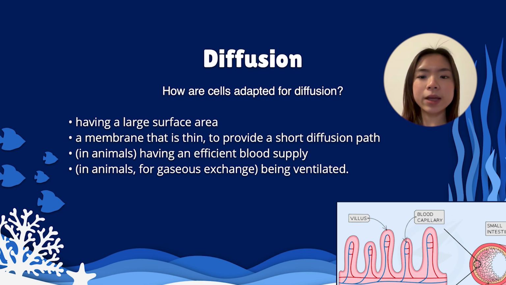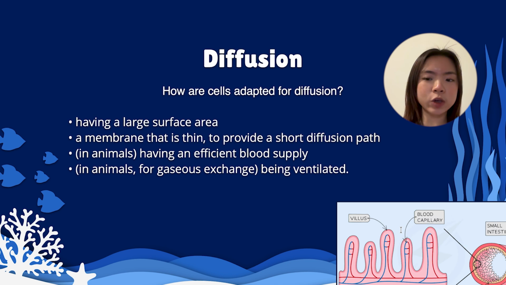And another way that diffusion could be increased is by having a thin cell membrane. So this membrane provides a short diffusion pathway, so it's easy for molecules to get through. In animals, they have an efficient blood supply.